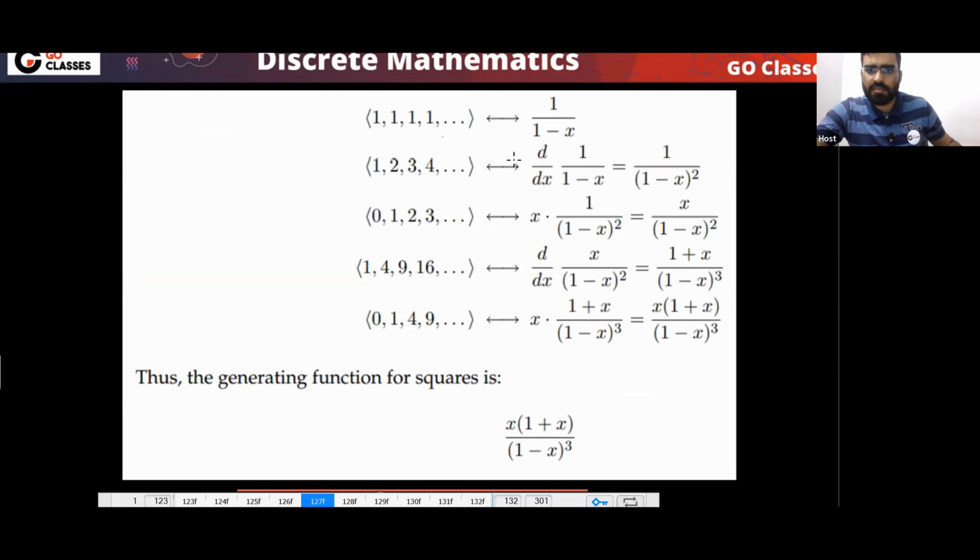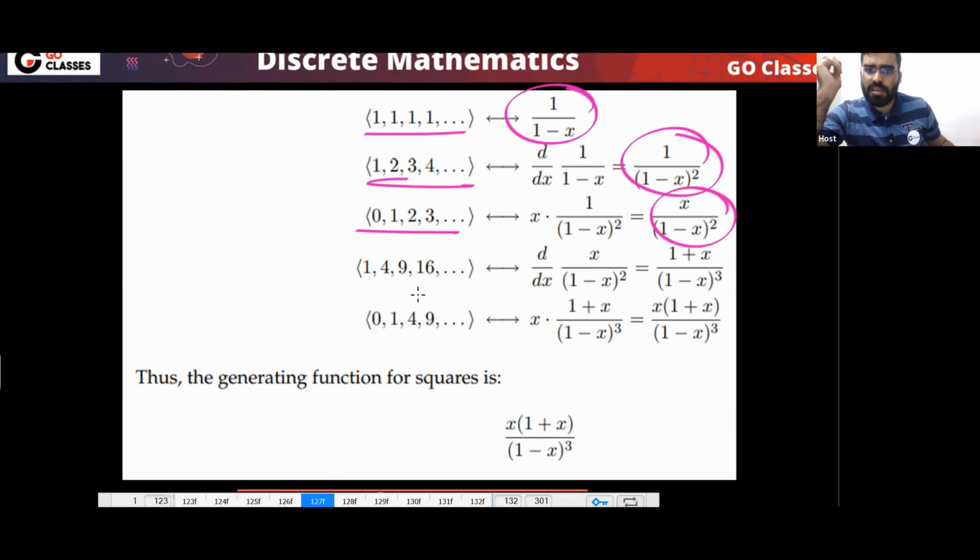So you can check it out. If you keep doing the differentiation, you will get new sequences. This is the generative function for this sequence. Now if you do the differentiation, you will get the generative function for this sequence. If you again do the differentiation, you will get the generative function for the next sequence, and so on. Like this you can keep getting.